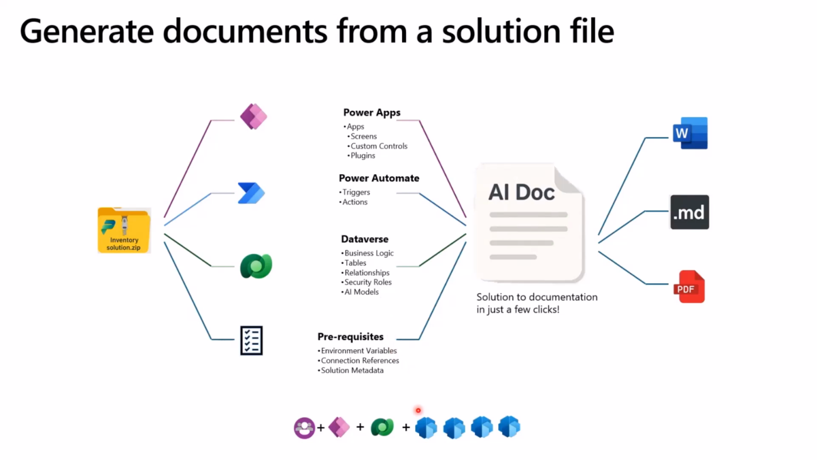So behind the scenes, when we extract the details out of the solution, we use custom prompts that help generate the screen description. And based on the combination of all the screen descriptions, we generate a meaningful app description. And similarly, the descriptions of flows are also generated. And similarly, an overview and summary of the solution is also generated.